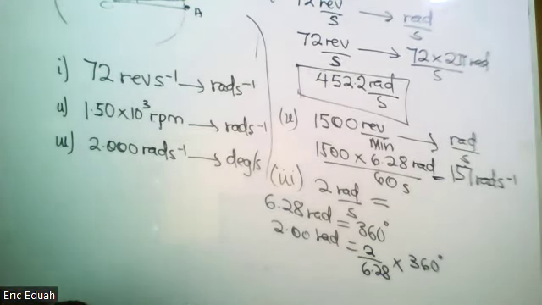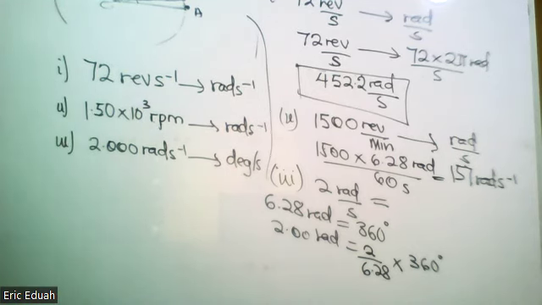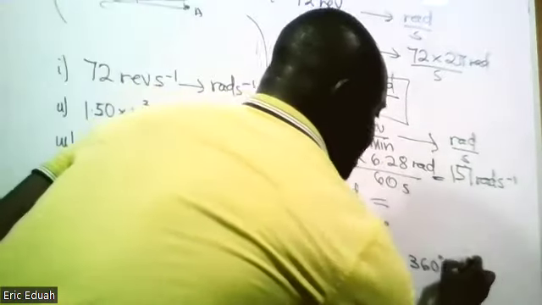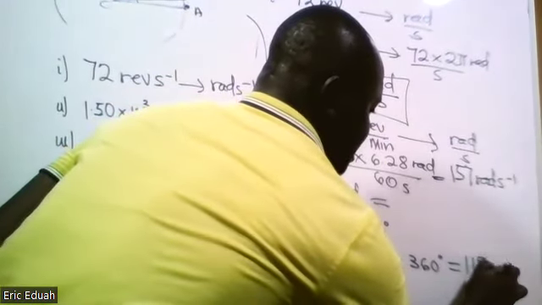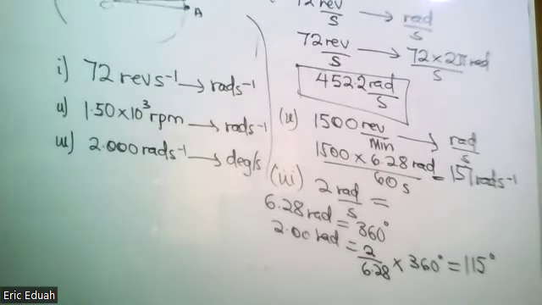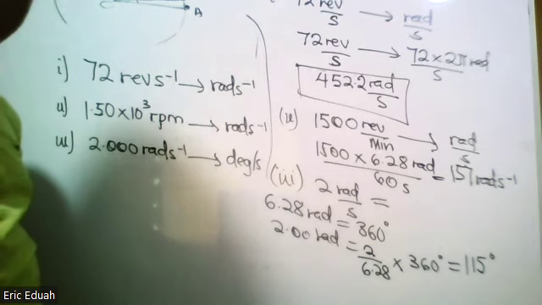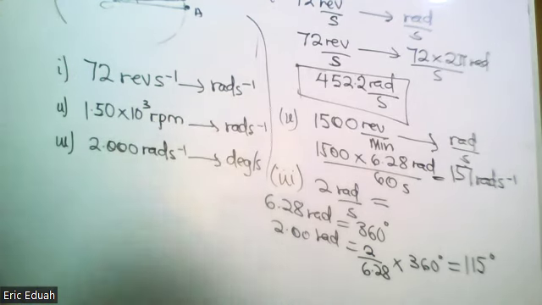So 2 divided by 6.28, times 360. And this is giving us approximately 114, but we can approximate this to 115 degree per second. Is it understood? Are you okay?